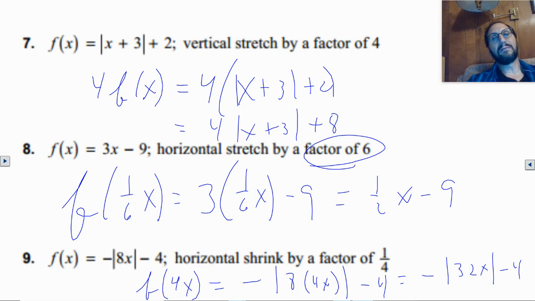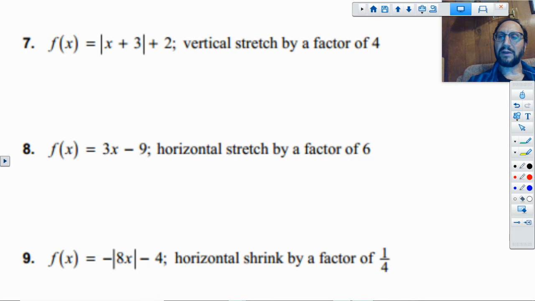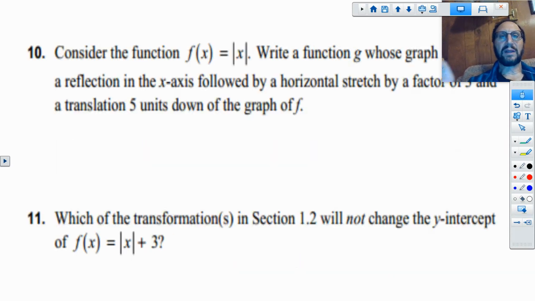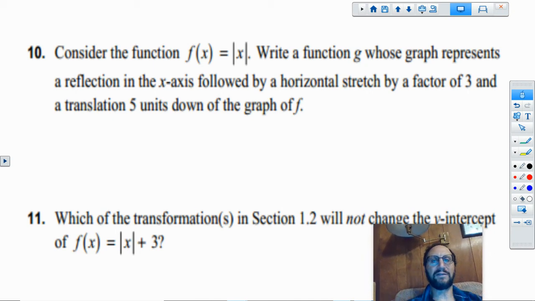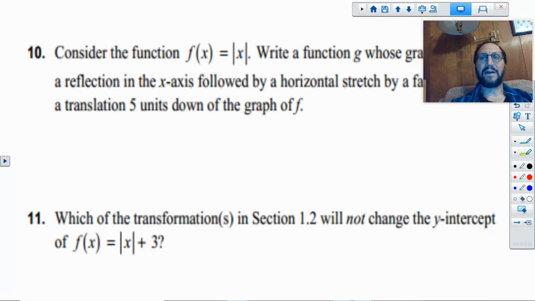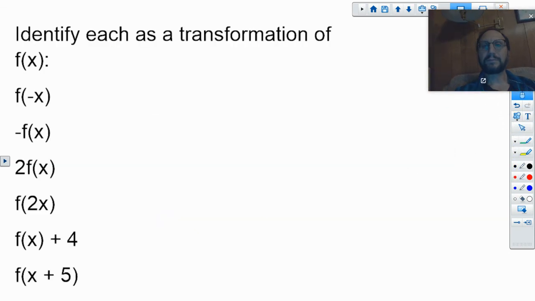So I hope that these are a little more familiar. You can look through the examples again and make sure that they make sense to you. I also have filled out notes online as well in your Google Classroom. So let's see if these make any sense to try. This one says, write a function g whose graph is a reflection over the x-axis, a horizontal stretch by a factor of 3, and a translation of 5 units down. How about if I take a look and, let's see, we can wait on that one. We don't have to do it now.